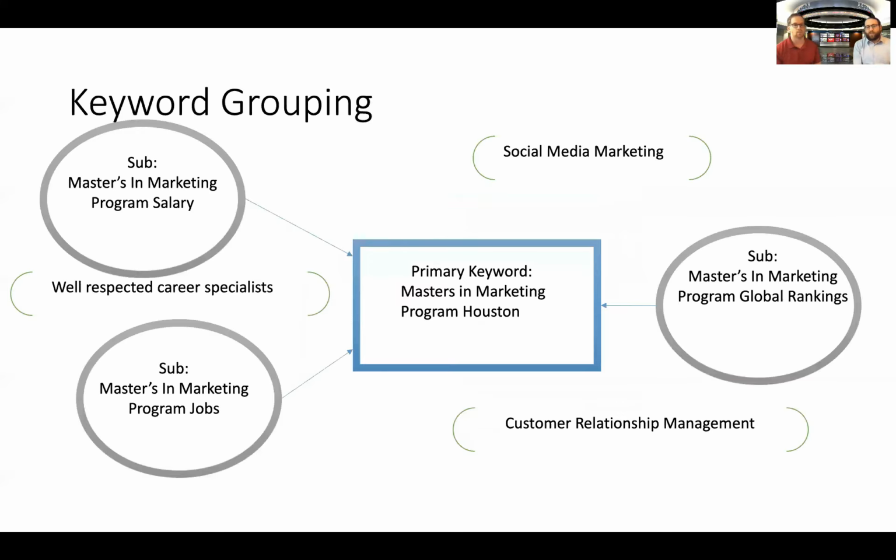So now when you throw it all together, you can see back to our second example that we had before, I've got my primary keyword that I'm focusing on. And the reason I chose that is because the combination of search volume and competition is very good. And then I've got my other keywords in the group, Masters in Marketing Program Salary and Rankings. And then within the brackets, I have my contextual keywords: social media marketing, well-respected career specialists, and customer relationship management.